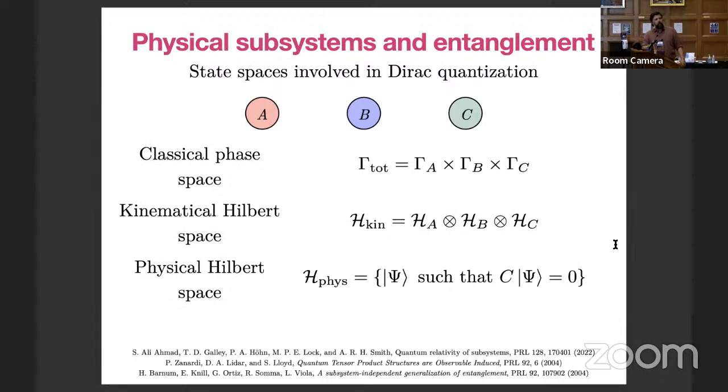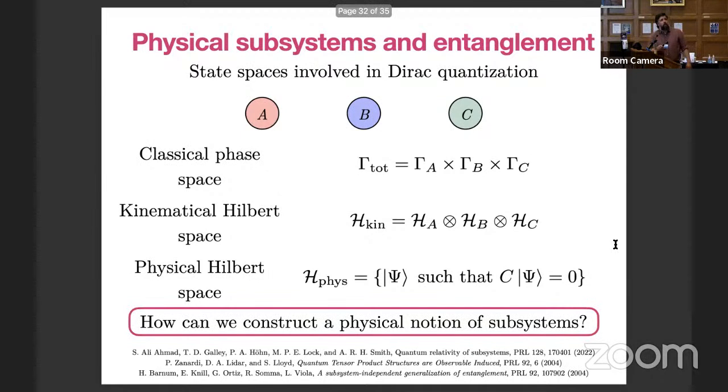That is, we would demand that our physical states are those that are annihilated by our constraint operator, and this tensor product structure may not necessarily survive. You can think of it as if you have two qubits, and so your Hilbert space would be C4, this is C2 tensor C2. But if you were to restrict to the antisymmetric subspace, then the Hilbert space is only C3, and you lose that tensor product structure. So the question is really, how can we recover a physical notion of subsystems on this physical Hilbert space?